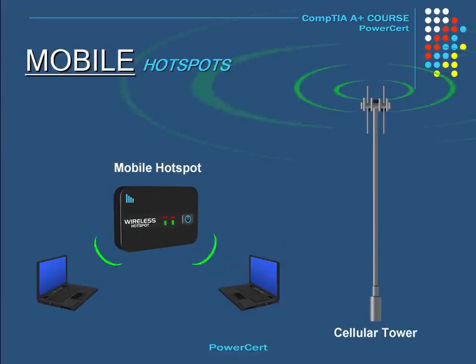Another method of connecting to the internet is by using mobile hotspots. And mobile hotspots are portable devices that use cellular networks to connect wireless devices to the internet. So if there are wireless devices within 30 feet of the mobile hotspot, they can join it, and then they will have access to the internet. Mobile hotspots come in two forms. They will either be a freestanding device like you see here, or they can come as a feature built into a smartphone. And mobile hotspots are available through cell phone carriers, such as Verizon, AT&T, T-Mobile, and Sprint.